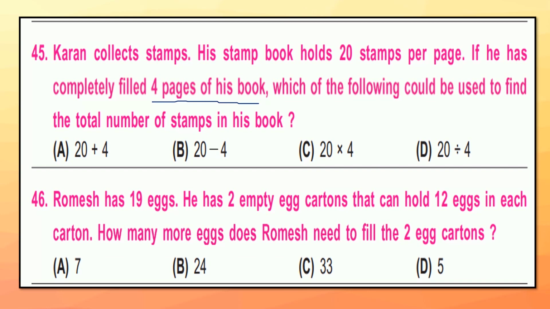Option A, 20 plus 4. Option B, 20 minus 4. Option C, 20 multiplied by 4. Option D, 20 divided by 4.